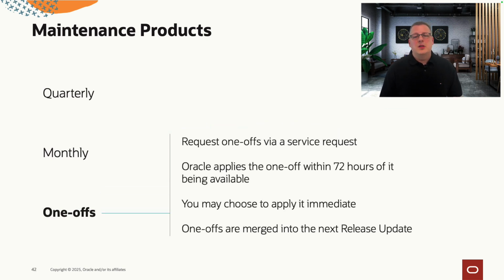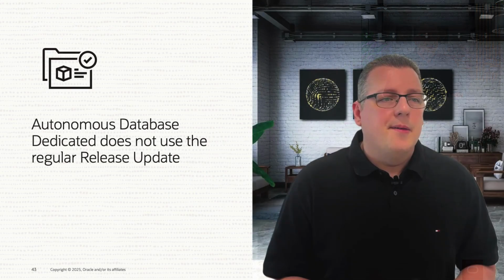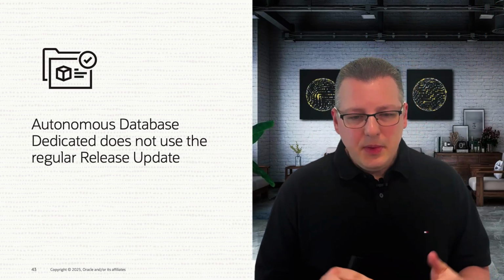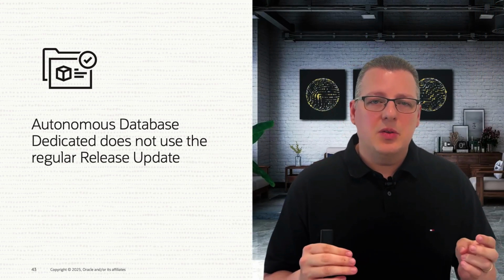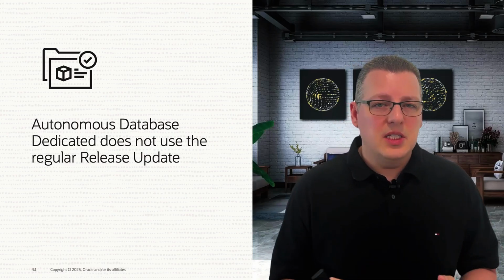For one-offs, for example, you are facing some issue on your database and you open a service request and Oracle needs to create a one-off patch to fix your bug. By default, Oracle will apply this one-off in 72 hours after the patch is available, but you can choose to apply this patch immediately. Another thing, and it's very important, the release update for the Autonomous Database Dedicated is not the same release update for regular database.